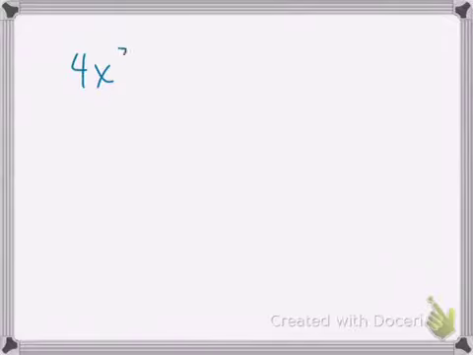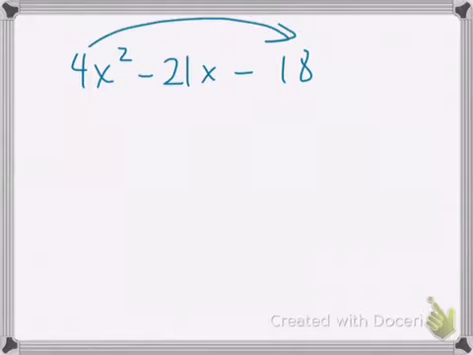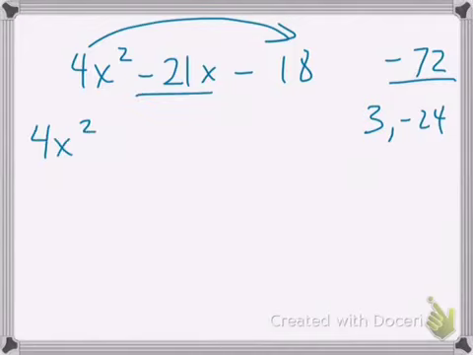4x squared minus 21x minus 18, right? And we did 4 times negative 18 is negative 72. That's divisible by 3 times negative 24. So in the place of negative 21x, let's write plus 3x minus 24x minus 18. And we could have done that differently. I think it'll work no matter how you order those two terms in the middle.